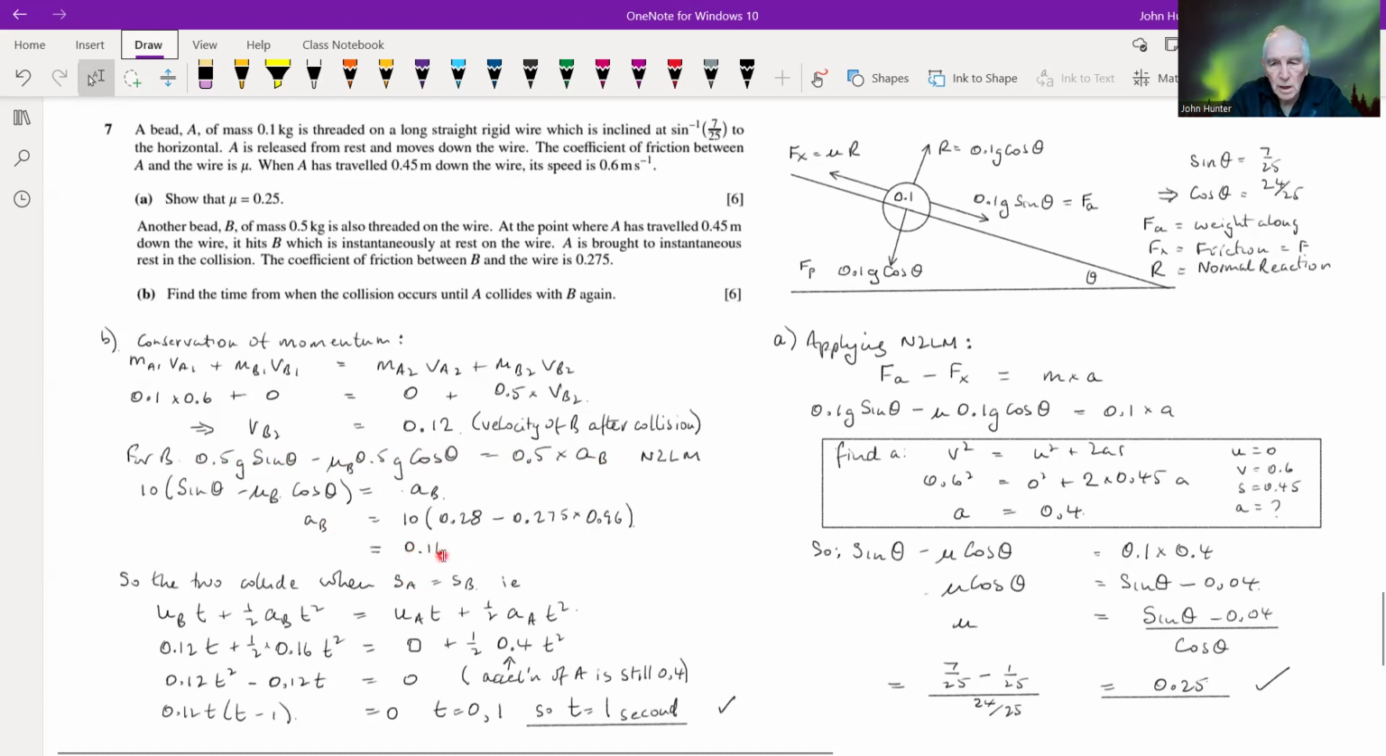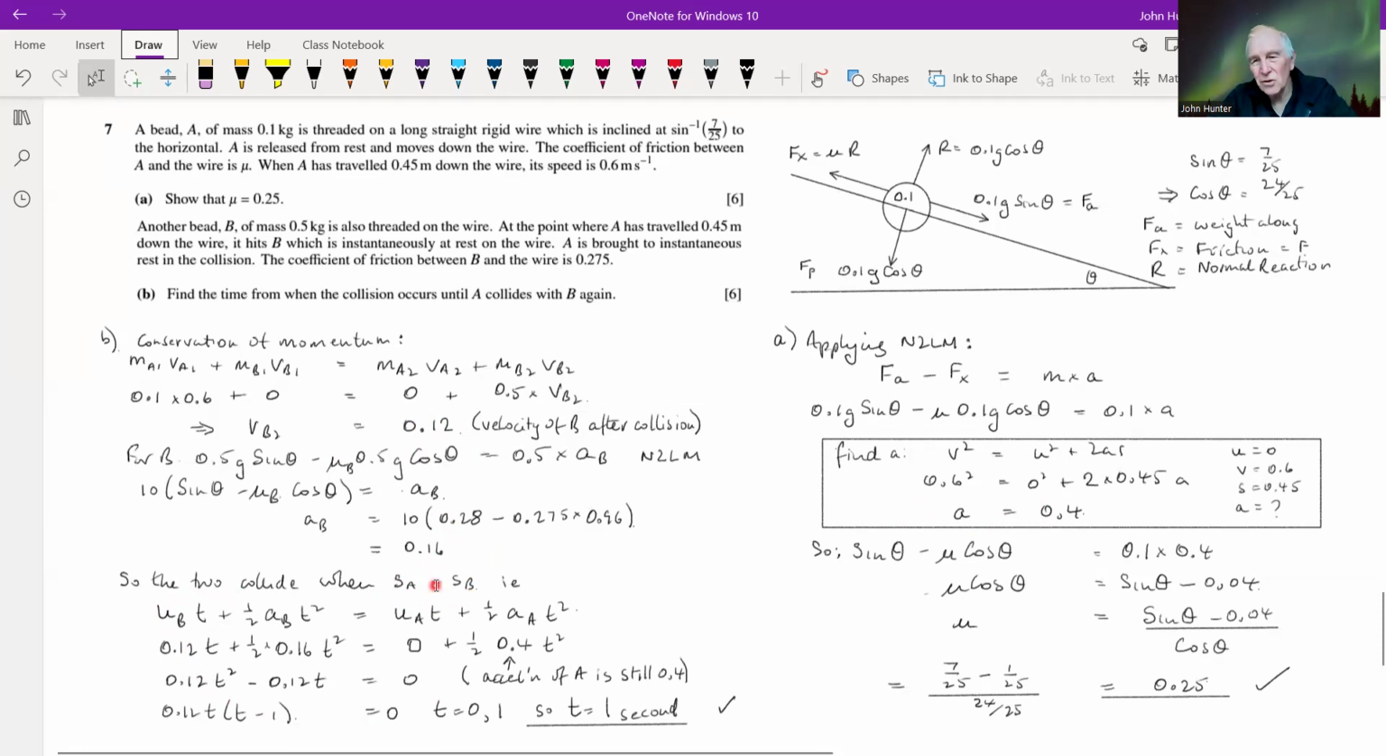Just a quick observation. That acceleration is 0.16. This acceleration is 0.04. But of course, A is now starting again from 0 meters per second, whereas B has a head start because as a result of the impact, it's got an instant velocity of 0.12. So the two collide when the displacements of each of those particles after the collision are the same.